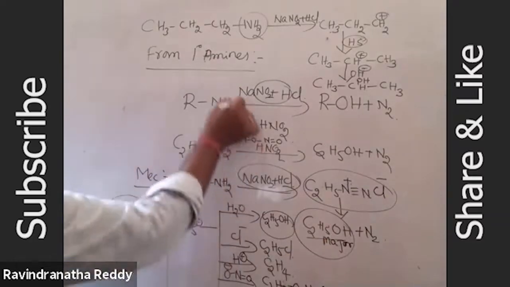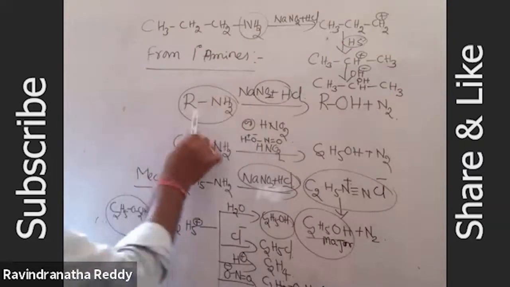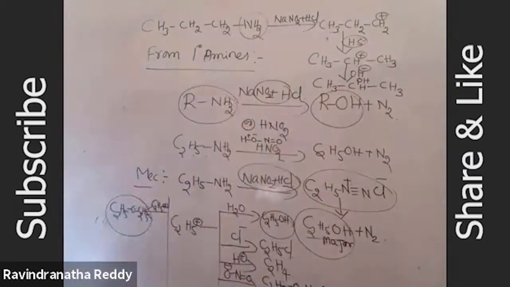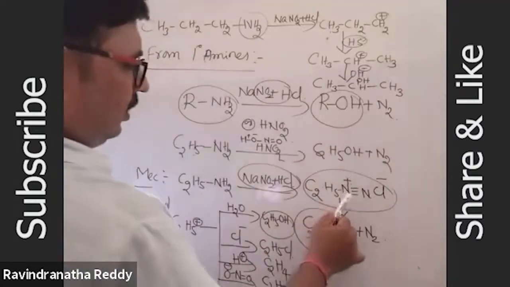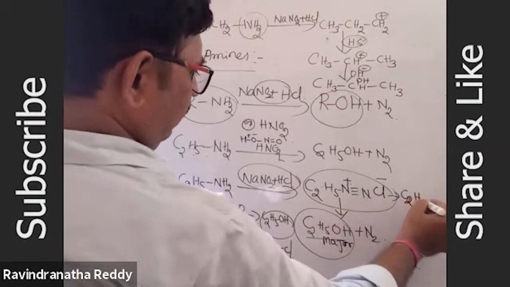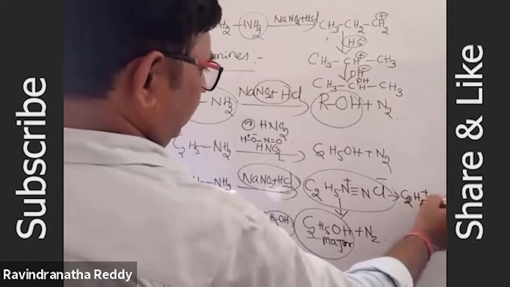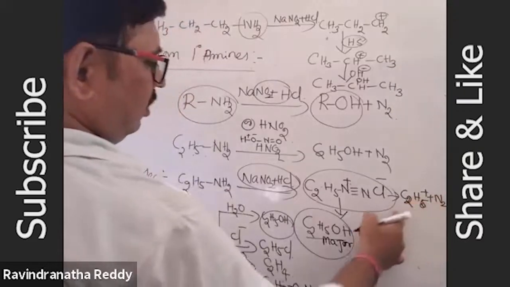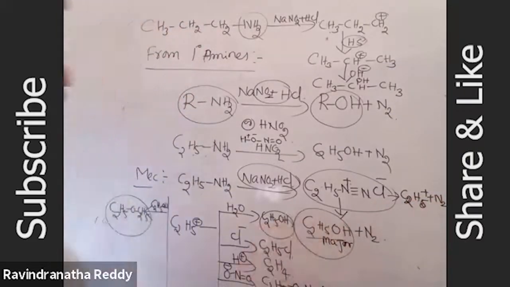So what is the general concept? A primary amine reacting with NaNO2 HCl gives alcohol as the answer, but the intermediate is a carbocation. For example, it gives C2H5 plus, N2 and Cl minus. This reacts with OH minus, and you get C2H5OH.